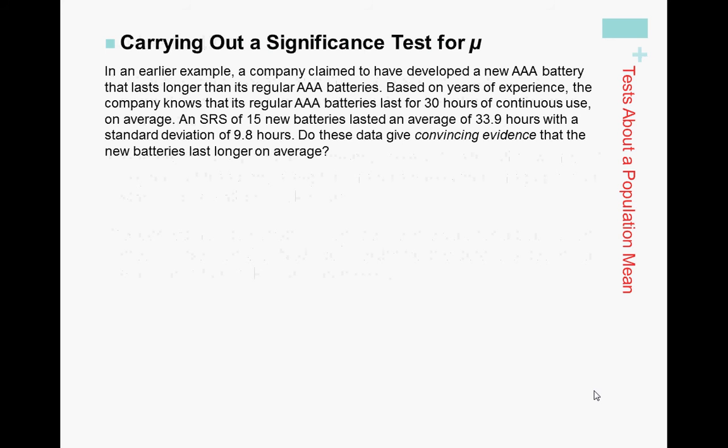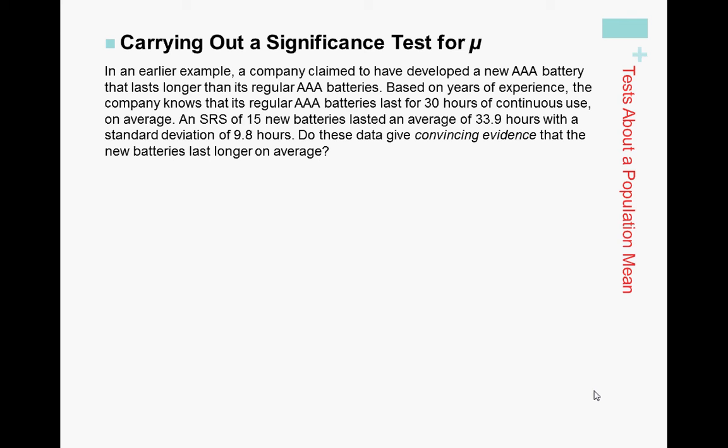We had an earlier example where we were looking at AAA batteries, and the company said they made some new ones that should last longer. Their regular AAAs last for 30 hours of continuous use on average. And a simple random sample of 15 of the new batteries that they're hoping will last longer lasted an average of 33.9 hours with a standard deviation, that's the sample standard deviation, of 9.8 hours. Here's the question. Do these data give convincing evidence that the new batteries last longer on average?